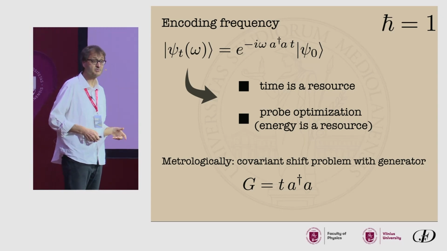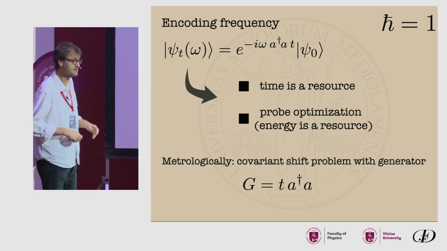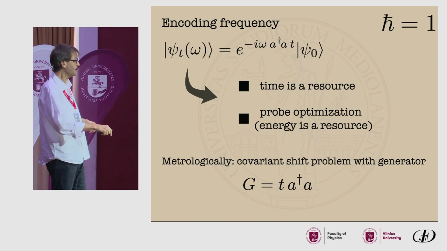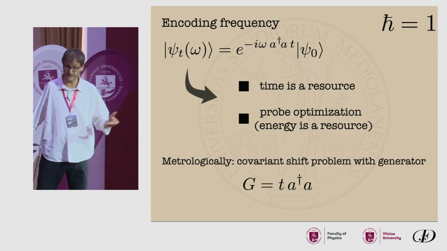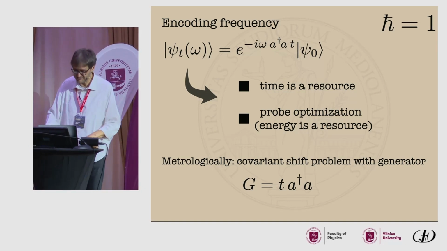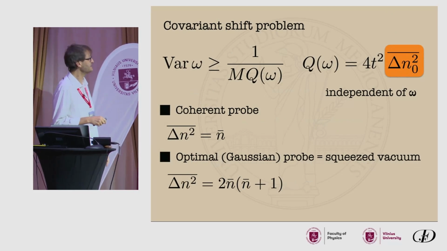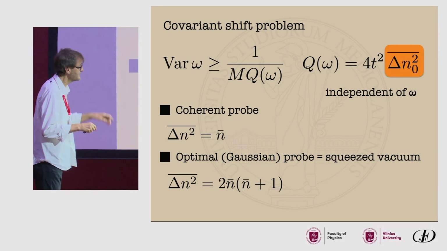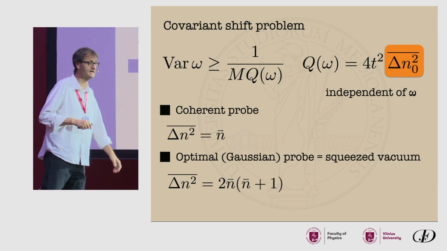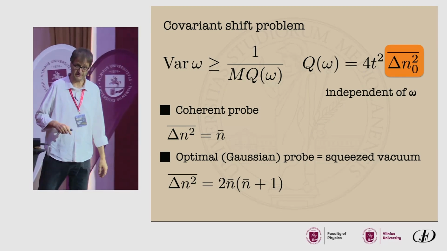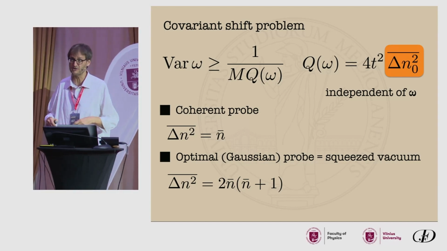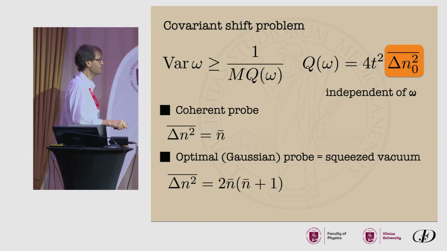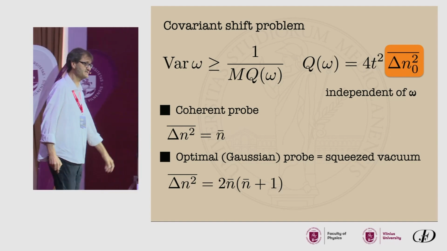Metrologically speaking, this estimation problem is very easy. It is a covariant problem, a pure state problem, and the generator of this shift in omega is just t multiplied by the number operator. So it's very easy to calculate the quantum Fisher information, which is 4 times t squared. Time is a resource, and then the fluctuation of the generator, so the fluctuation of the number operator on the state you are using as a probe. And so for a coherent probe, we have the Poissonian scaling.